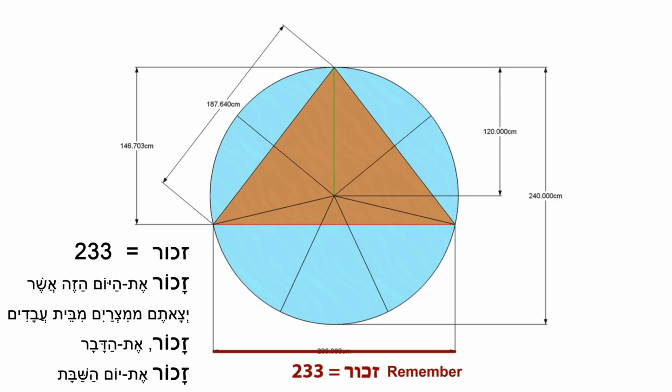The word Zechor, remember, 233, as a command, is endlessly used in the Bible, but only after Exodus, after taking or borrowing the Egyptian vessels, only after understanding Egypt and its greatest symbol, the pyramids of Giza.